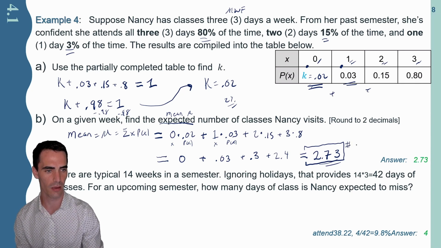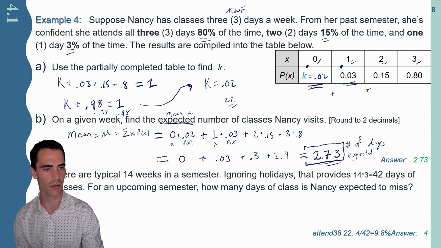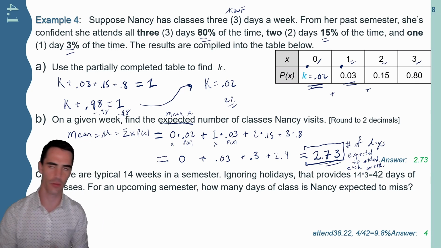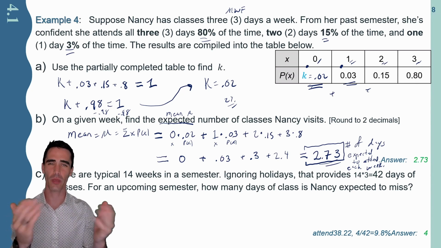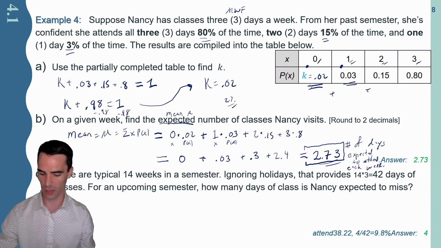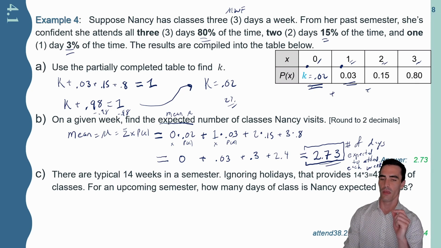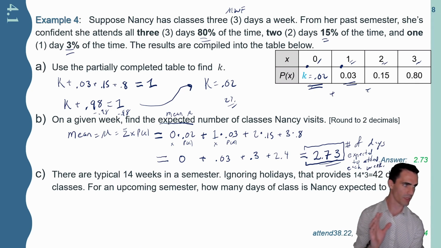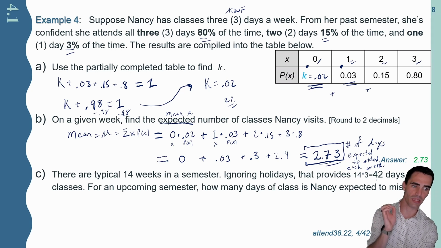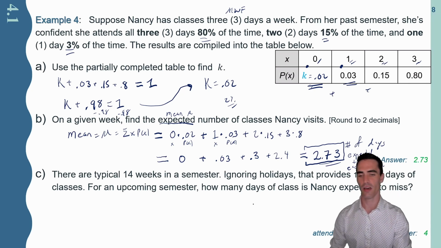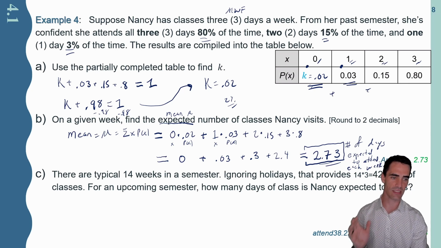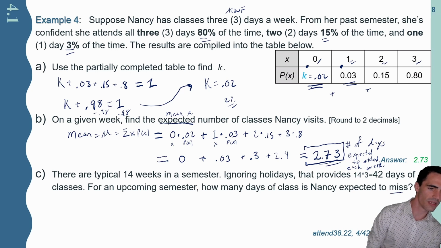This is the number of days we expect her to attend each week. 2.73. Pretty good average. But how can we apply that average? There are typically 14 weeks in the semester. If you ignore holidays, that provides 14 times 3, meaning there are 42 days of classes. For an upcoming semester, how many days of class is Nancy expected to miss?